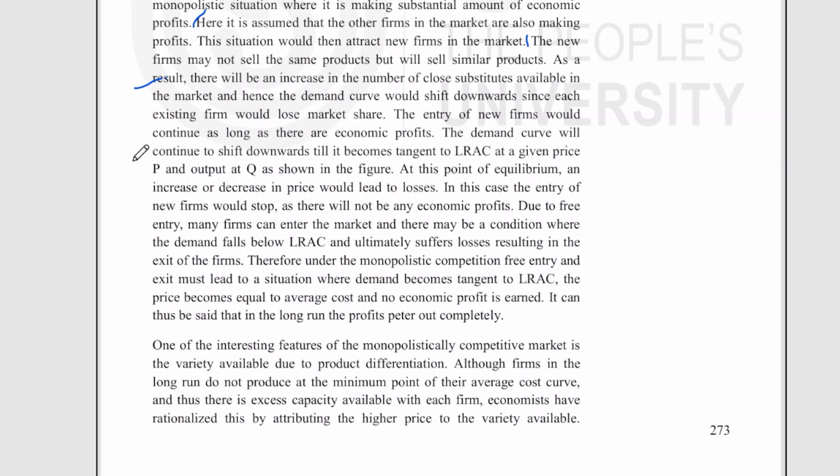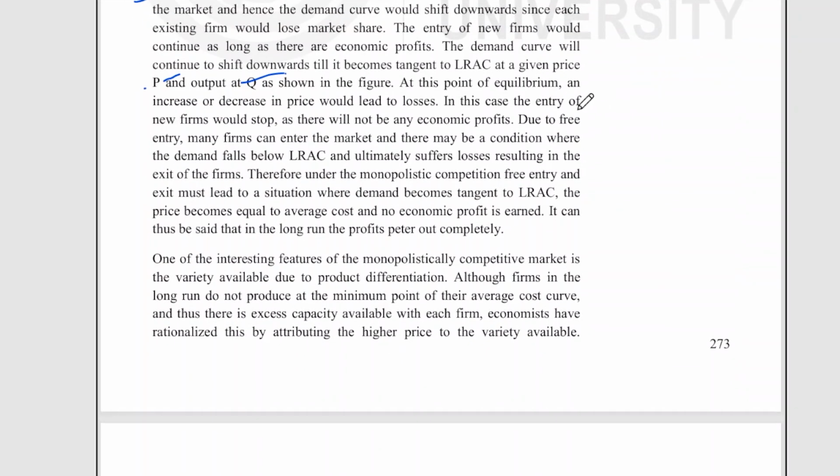The demand curve will continue to shift downward till it becomes tangent to LRAC at a given price P and output Q, as shown in the figure. And at this point of equilibrium, an increase or decrease in price would lead to losses. And in this case, the entry of new firms would stop as there will not be any economic profit.